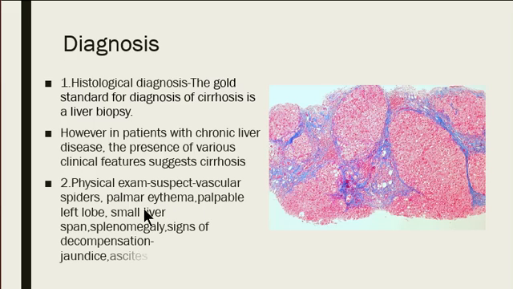In the physical exam, it's always ideal to look out for vascular spiders, palmar erythema, palpable left lobe, small liver span, splenomegaly, signs of jaundice, ascites, and ectasis. So this could also aid our diagnosis of liver cirrhosis.